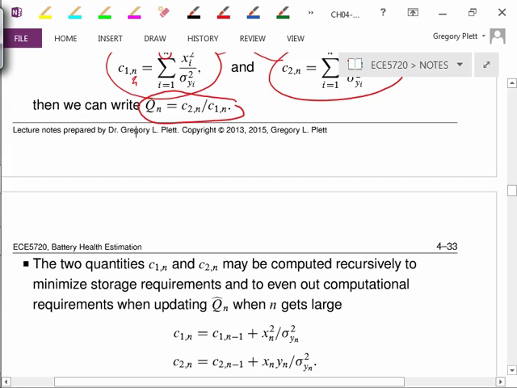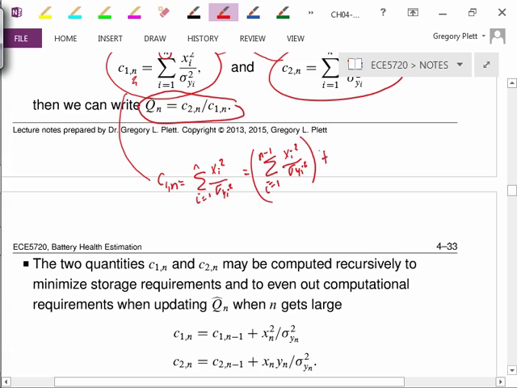What's nice about the c1,n and the c2,n, the way they are written, is they can be updated recursively. So I can write c1,n equals the sum i equals 1 to n of xi squared over sigma yi squared, and that's equal to the sum i equals 1 to n minus 1 of xi squared over sigma yi squared, plus the nth term, which is xn squared over sigma yn squared.